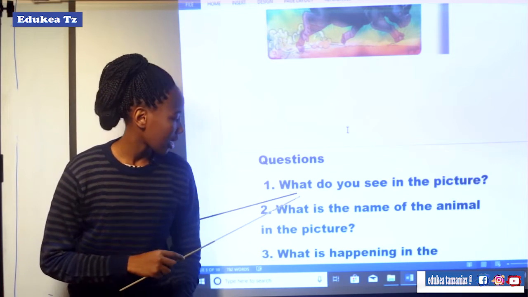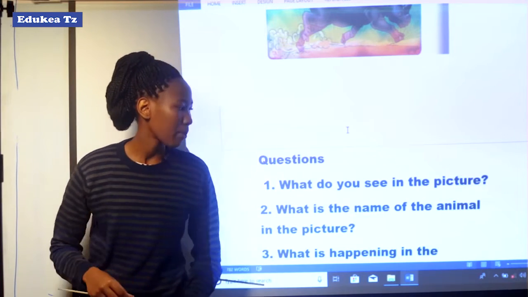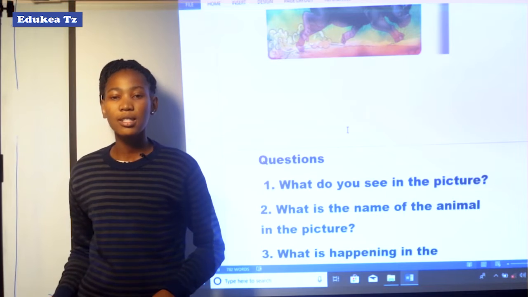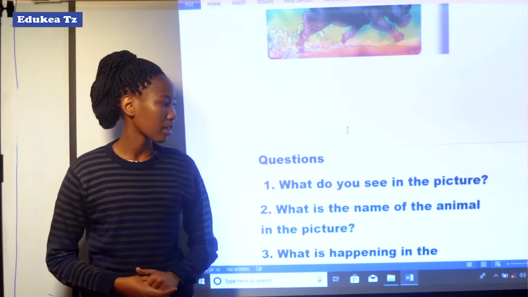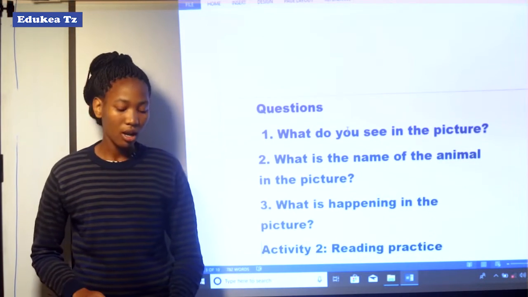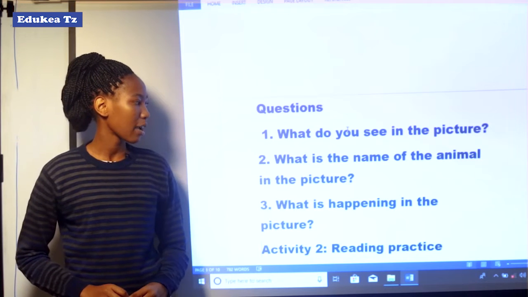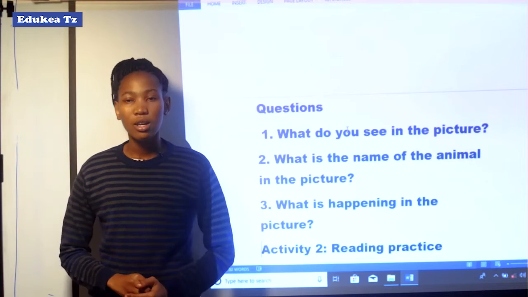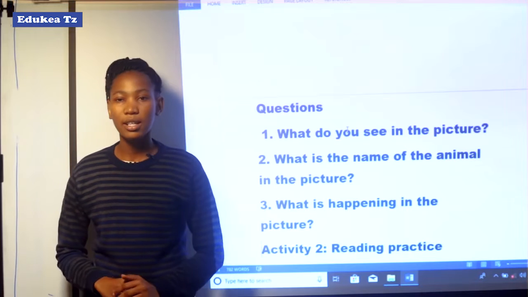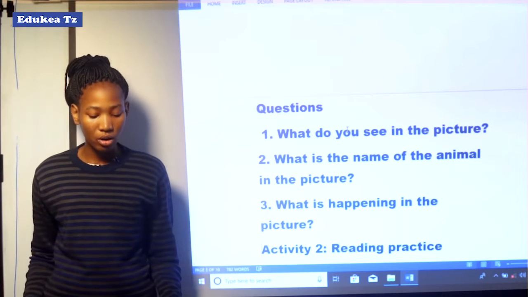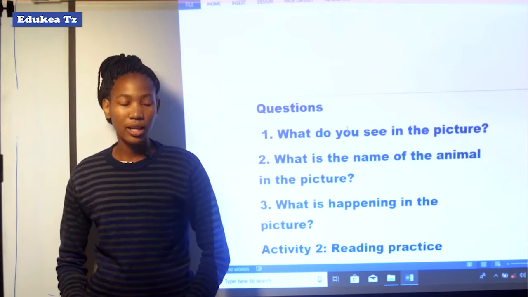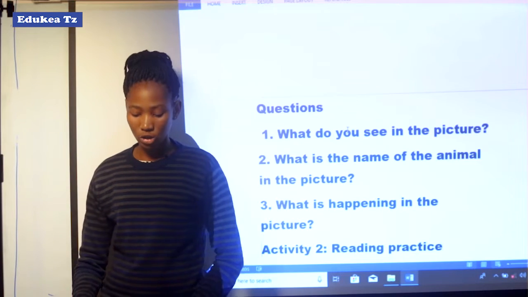First question says, what do you see in the picture? In this question you should write what you see in the picture. Another question is, what is the name of the animal in the picture? In this question you should write the name of the animal shown in the picture.